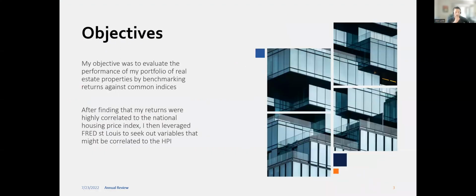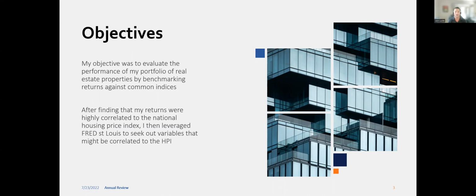So my objectives here: about 4 years ago, I started as a real estate investor. So I wanted to evaluate the performance of my portfolio of properties by benchmarking the ROI against some common indices, such as the S&P 500. And when I did that, what I found is that the returns that I realized were highly correlated to home prices, specifically the national housing price index, the HPI.